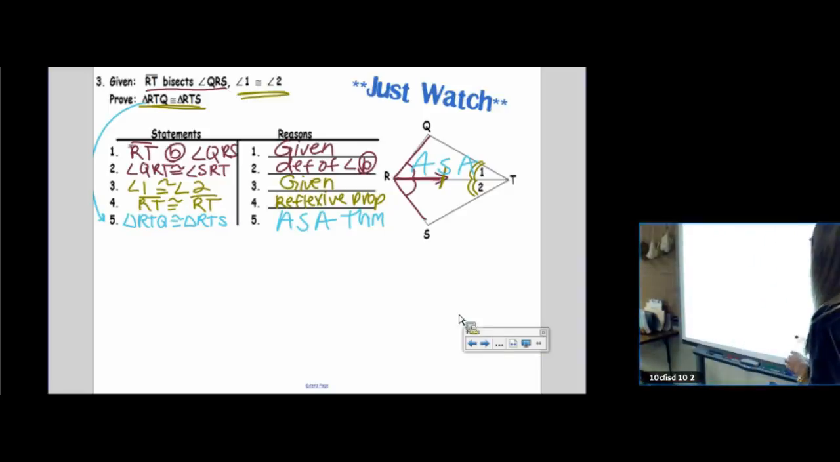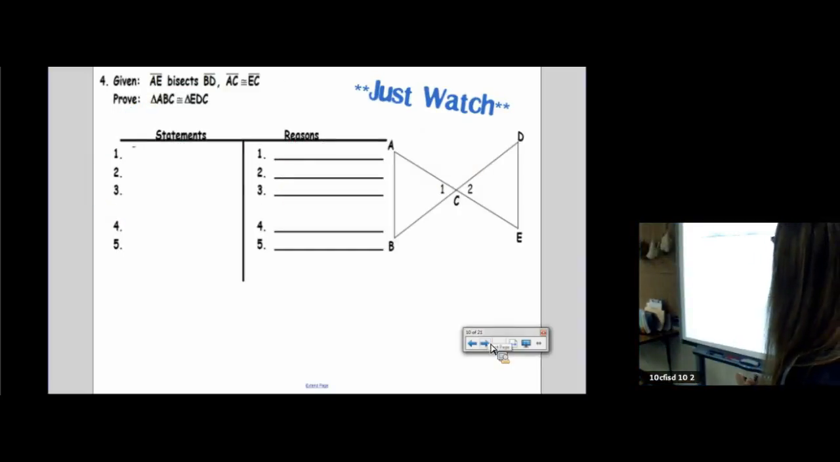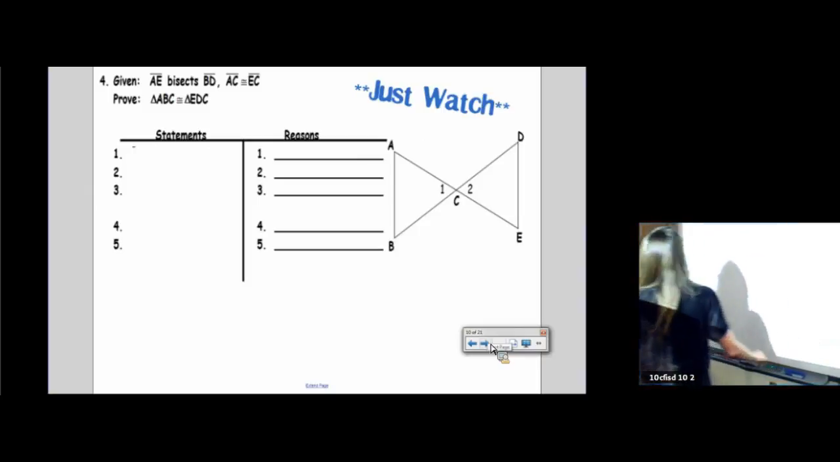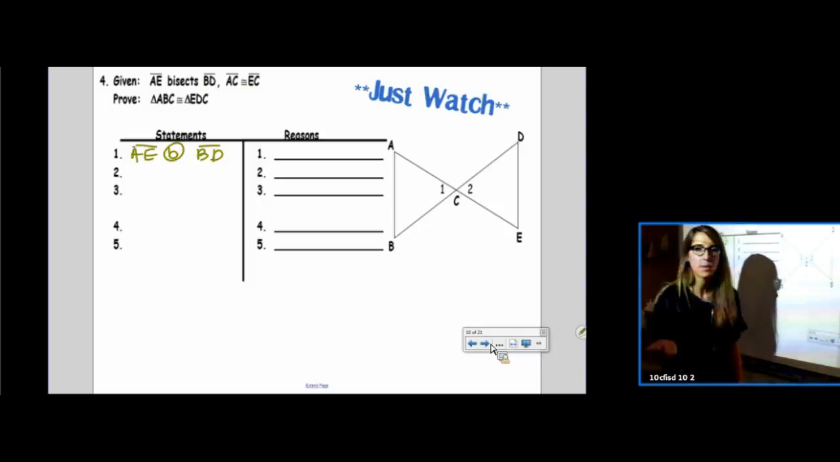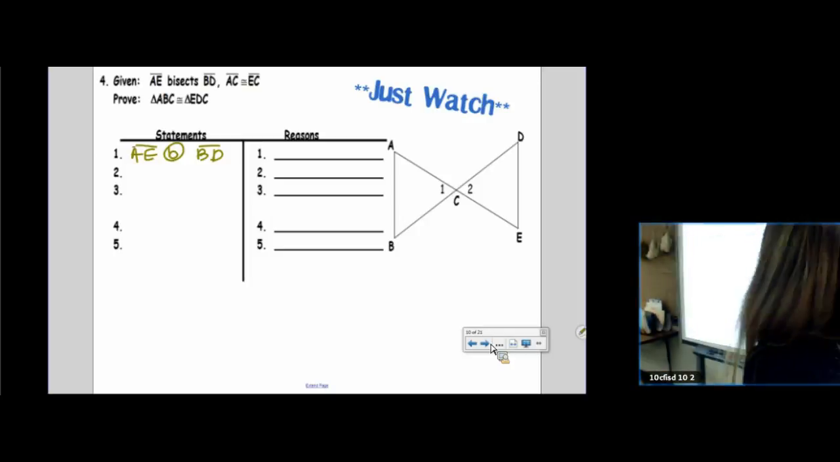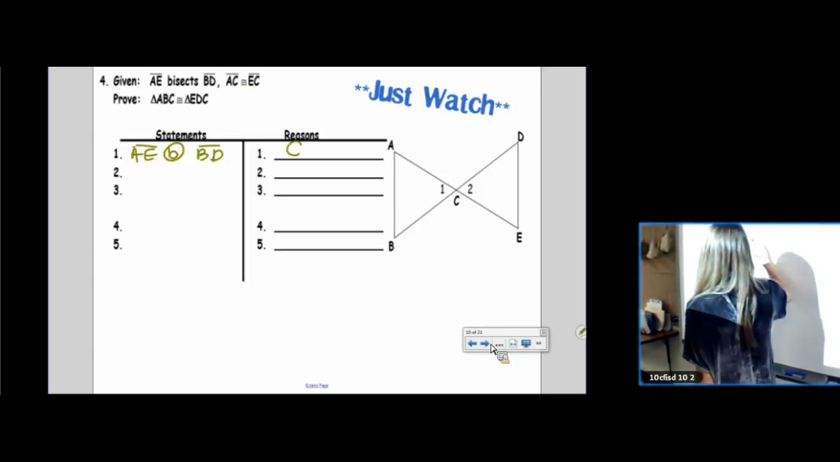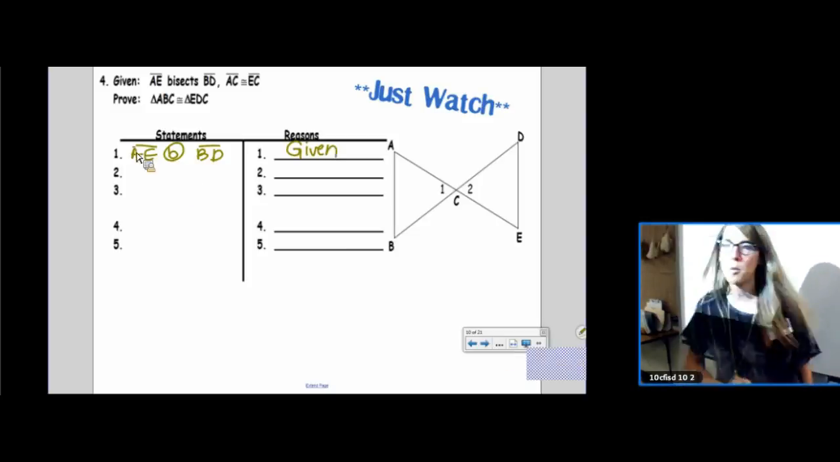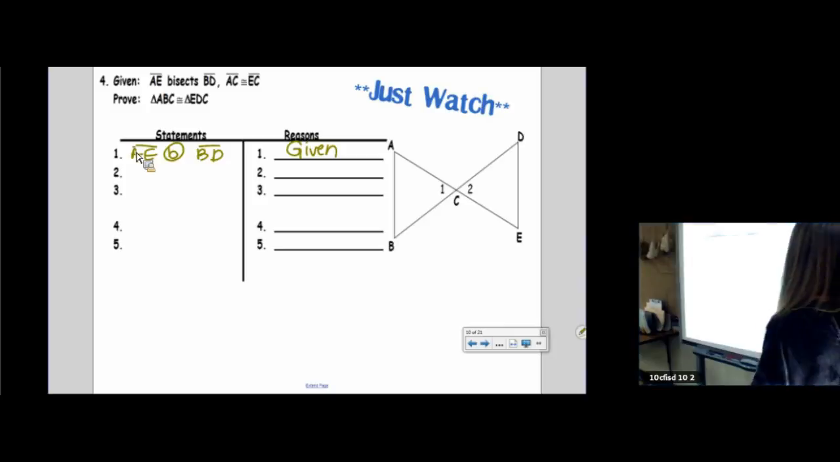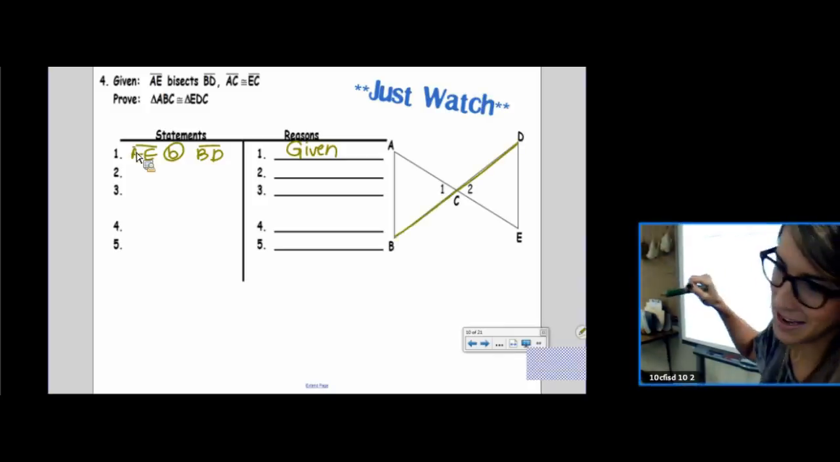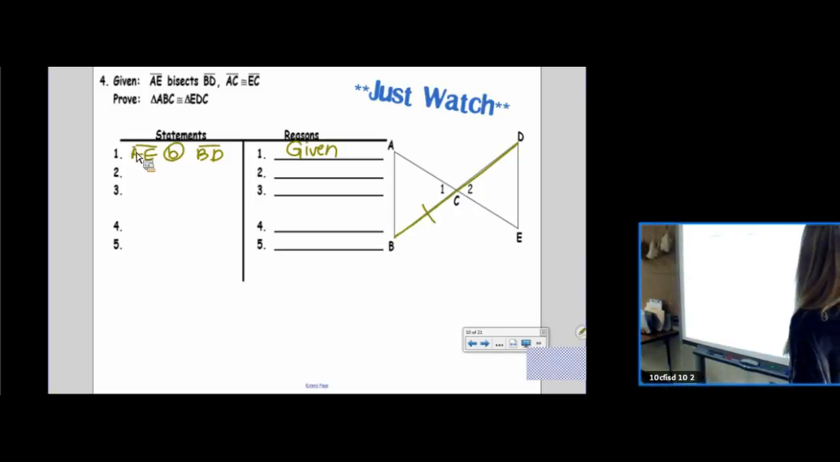Okay, let's do another one. Let's start with the given. Given segment AE bisects segment BD. Whoa, that was one of the things on last night's homework. Okay, what's the reason? Given. Now let's go mark our picture. Well, good, good. What can we add to our picture? Now BD was the one that got bisected. She's the victim here. Okay, so we add tick marks to our picture.